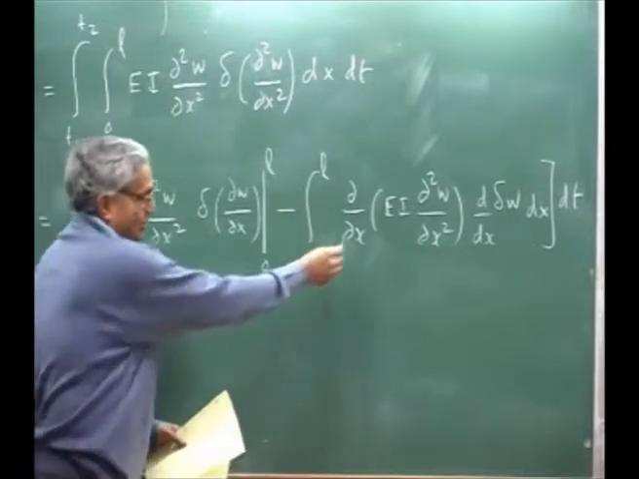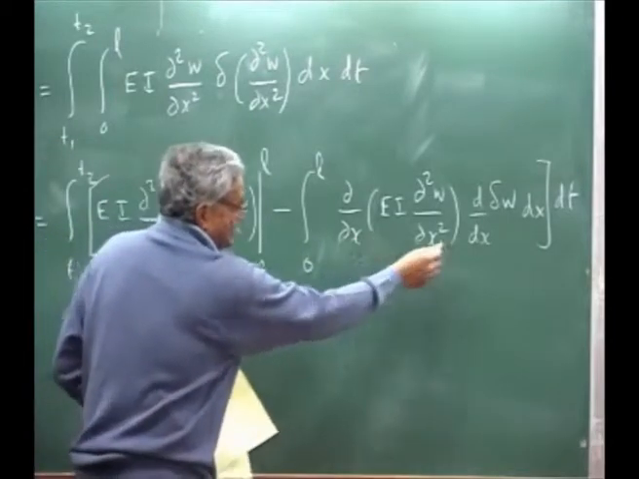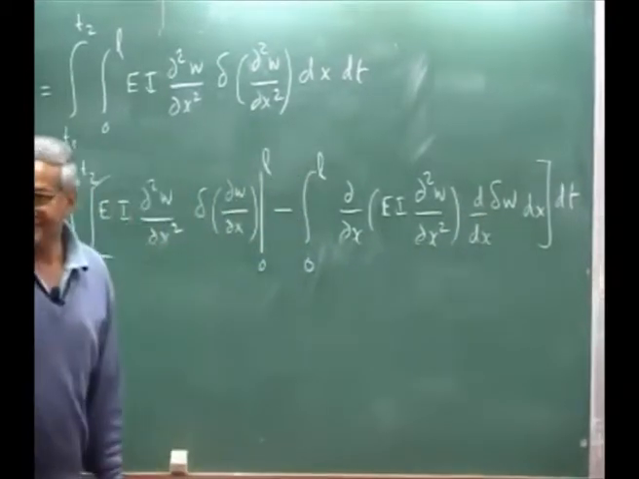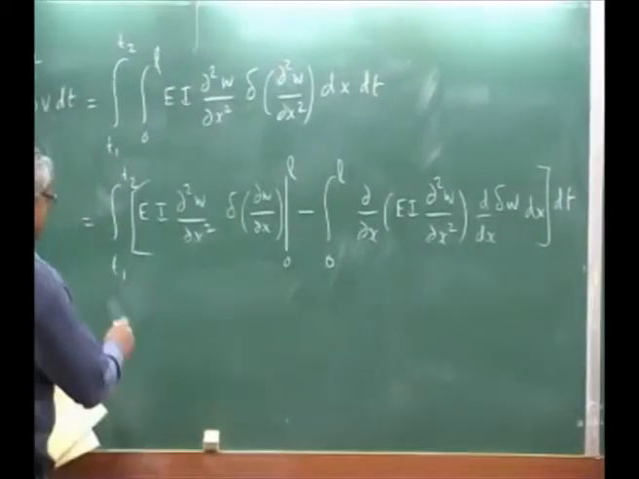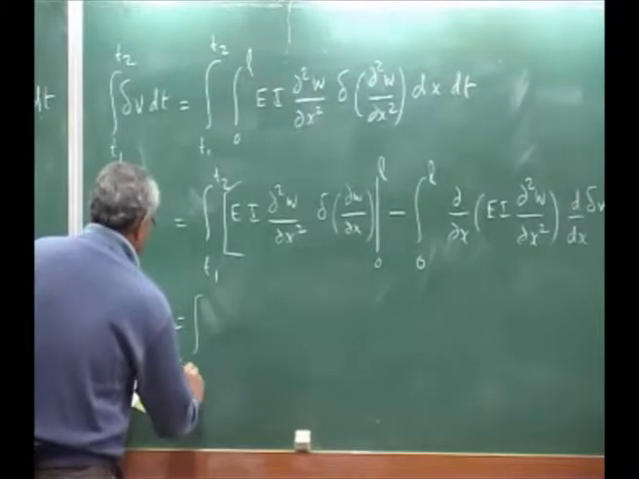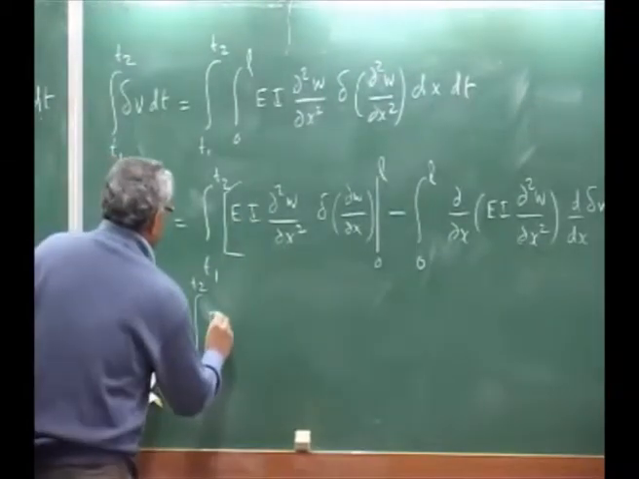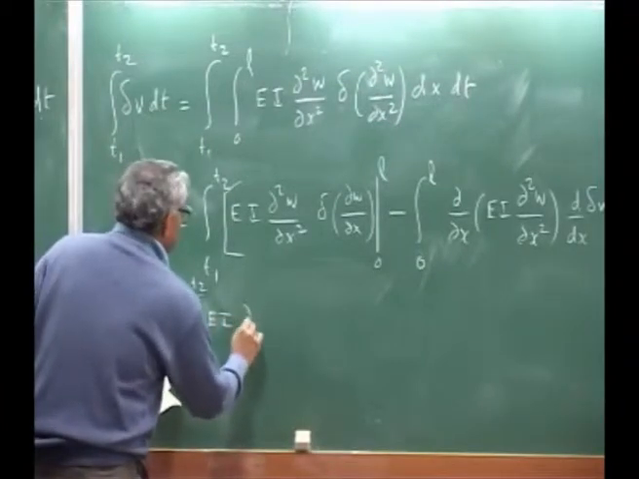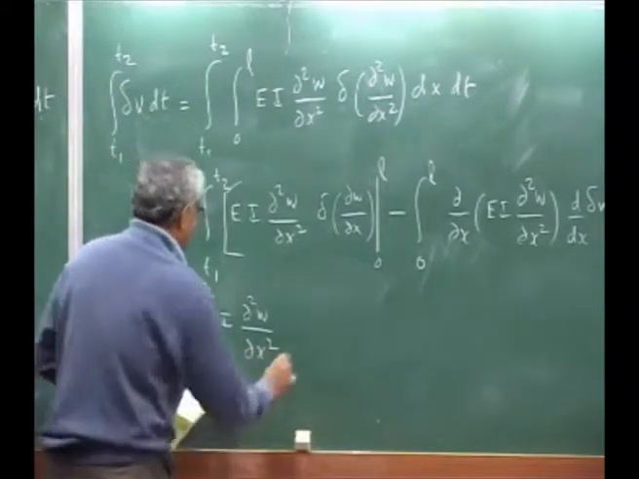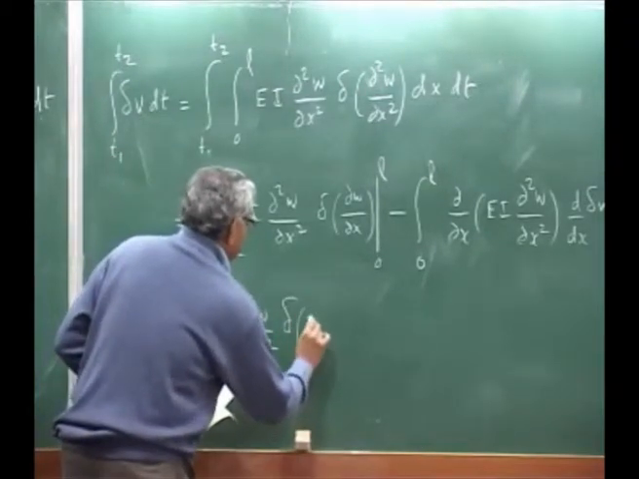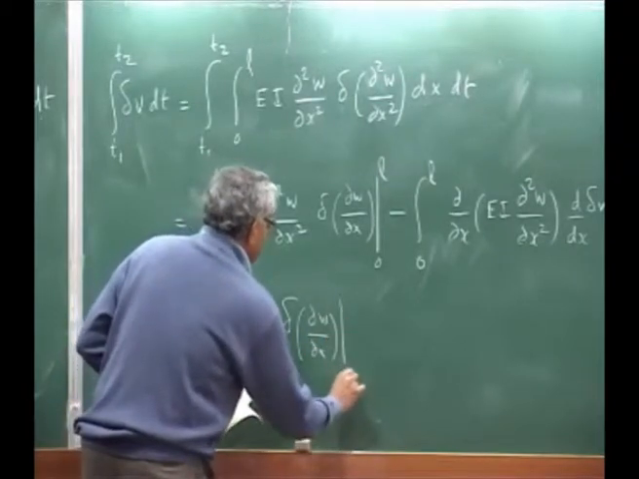Then again I will go and do the integration by parts to the second term, because this d over dt d over dx del w is there. Okay, so this will be, I will write it T1 to T2. This term will remain as it is, EI del square W over delta x square, delta of delta W by delta x, 0 to L.